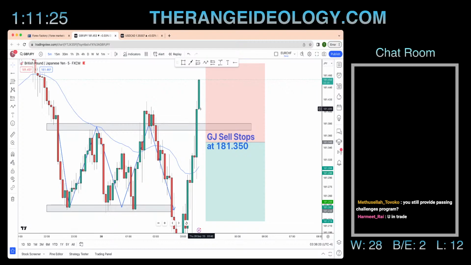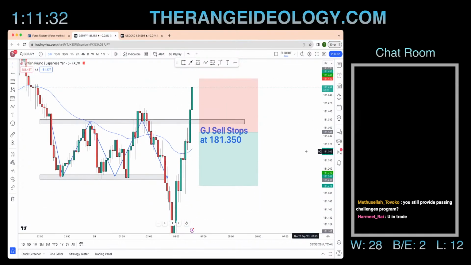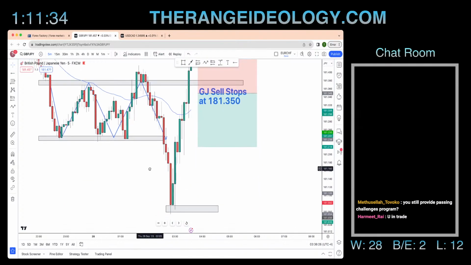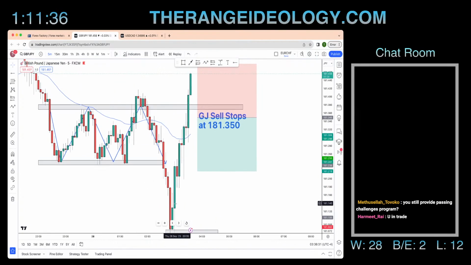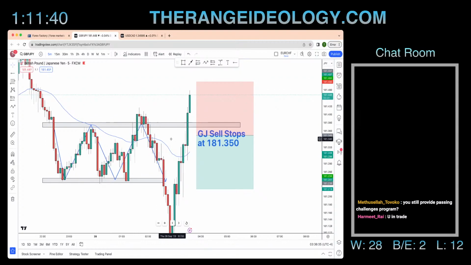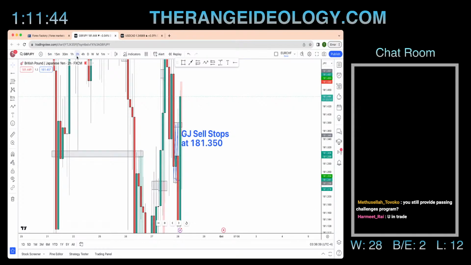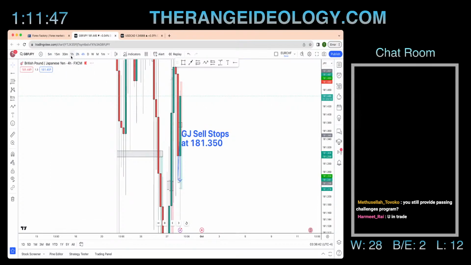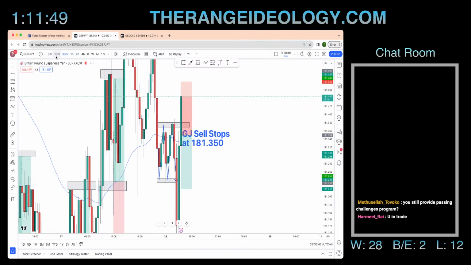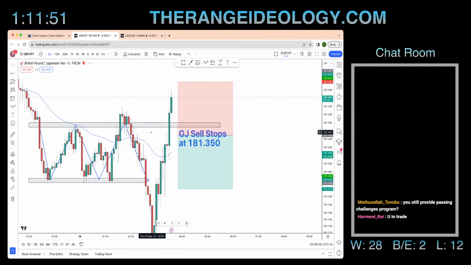Now we know that GJ is going to come back down to fill this non-wick candle, but it just had a huge bullish run here. Look at this. From down here, it continued bullish right through London opening. Now, is it going towards the 2-hour EMA? Is it closing on the 4-hour here? We're going to have to wait and see.